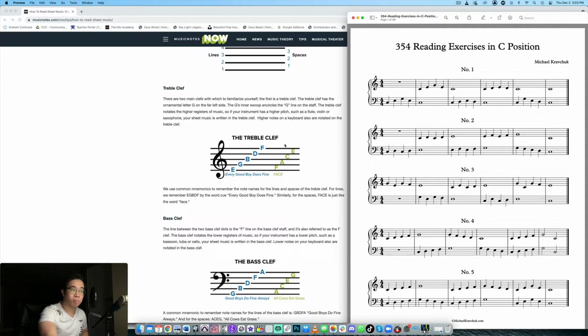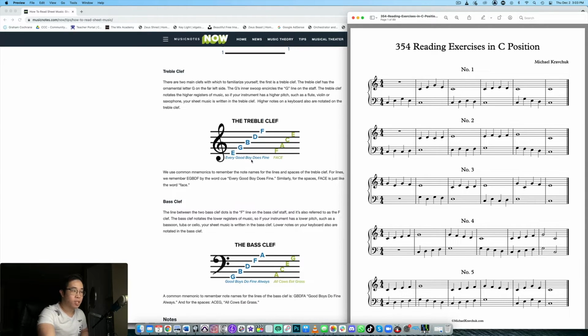And then if you want to go past the staff, you can certainly do that. Then the space above the F would be G. Then you can add additional small lines called ledger lines to represent notes outside of the staff that exist on the instrument, basically. Now, an easy way to remember these lines and spaces is every good boy deserves fudge and face. Okay, so EGBDF, you can just use this sentence here to remember that, and then face, FACE, represents the 4 spaces within.